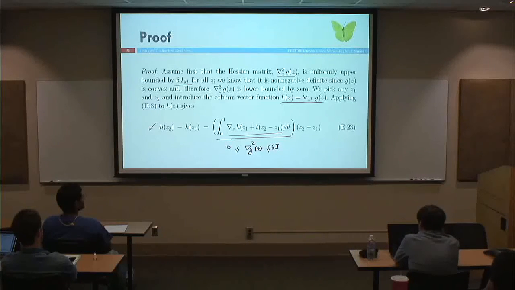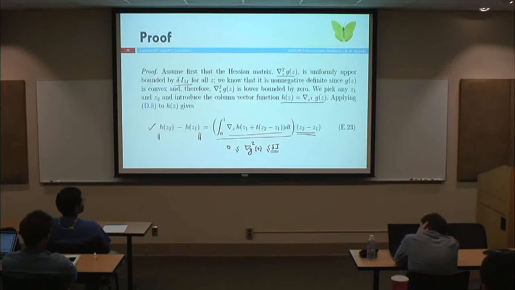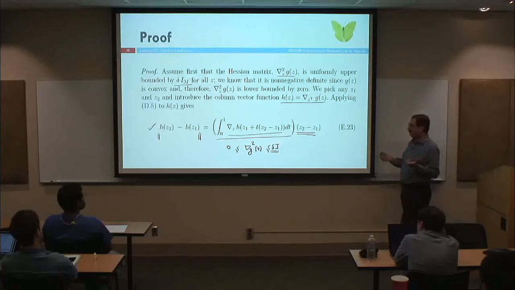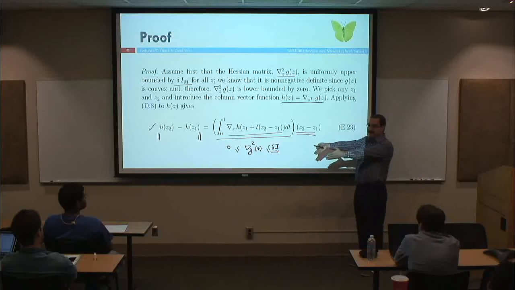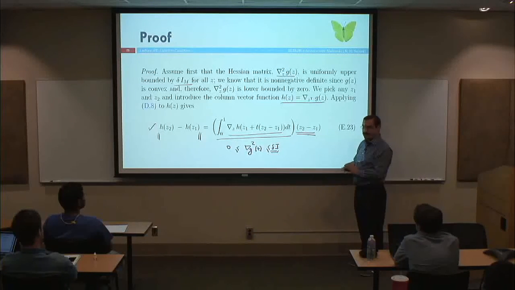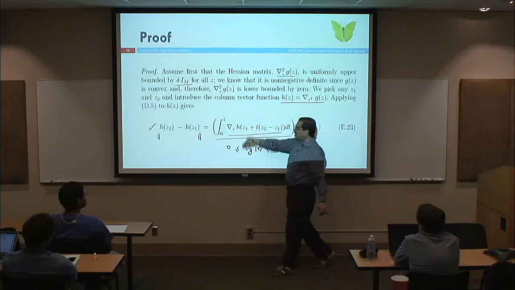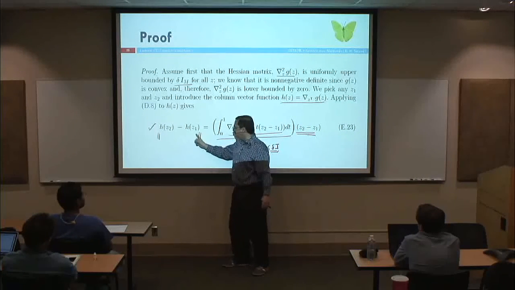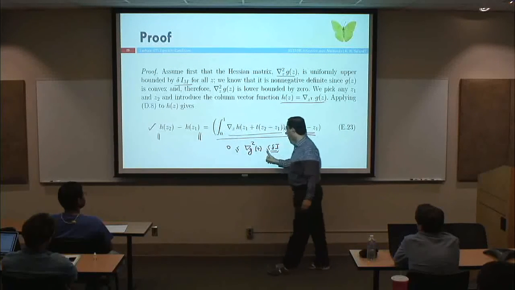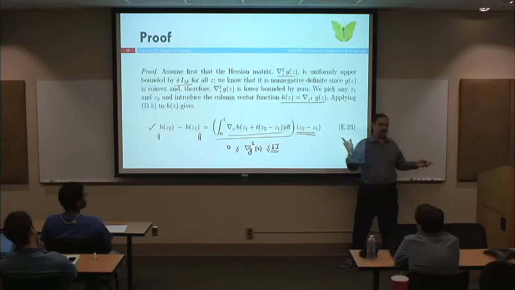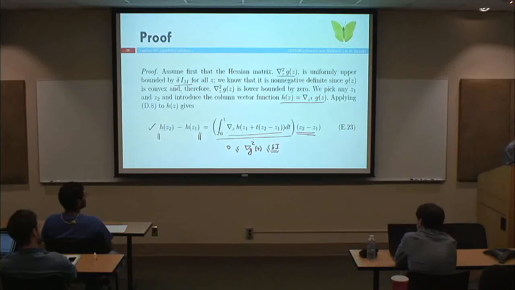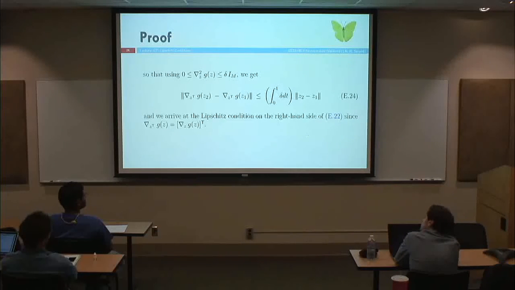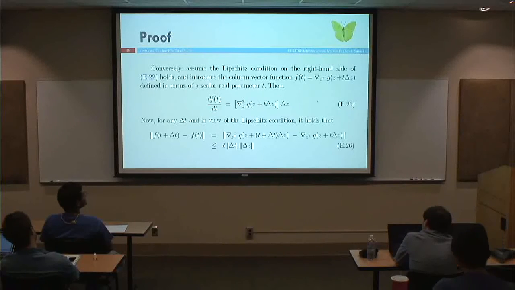Then, if you take the norm now, this norm here will be upper bounded by delta times the norm of the difference of the z's. That's exactly the Lipschitz condition, right? So if the Hessian is bounded, then it's obvious to show that the norm of the difference of two gradients is bounded by delta times the norm of the difference of z's. So one direction is obvious. Let's prove the other direction.